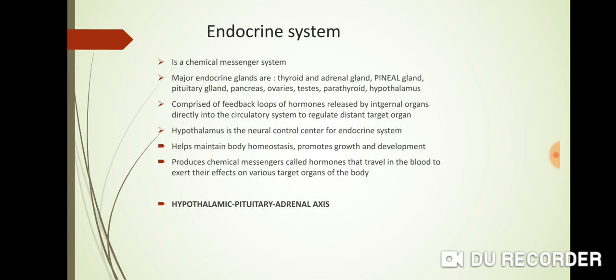The hypothalamus is a neural control center for the endocrine system. It maintains body homeostasis and promotes growth and development. There are chemical messengers which are called hormones. There is such a thing as the hypothalamic pituitary adrenal axis, the axis to which a number of glands signal each other in sequence. Several systems operate in feedback loops, and these are mediated via this axis.